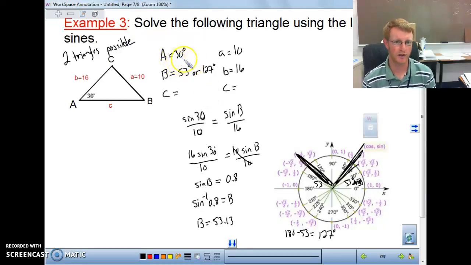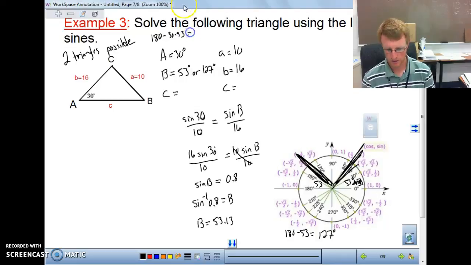So we can either have a triangle that's possible with 30, 53, and then whatever we get for our third angle, or we can have a triangle that's 30, 127, and the angle that's possible. So what we're going to do in this case is we're going to just pick one for now. And then I'm going to have you guys do the other one on your own, and you're going to bring it to class, and you're going to share what you got. So if we do 30 degrees, 53 degrees, we subtract those from 180. So 180 minus 30 minus 53 gives us 97 degrees. So this will be 97 degrees.